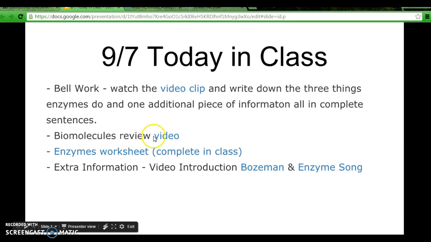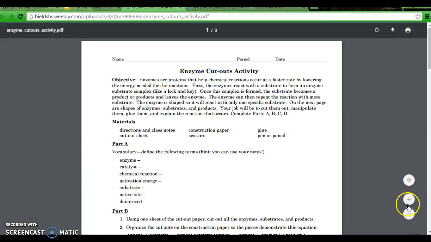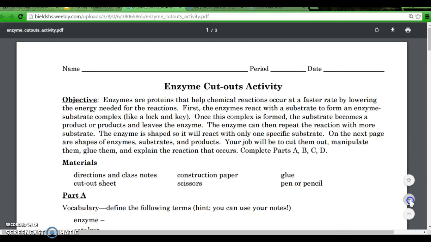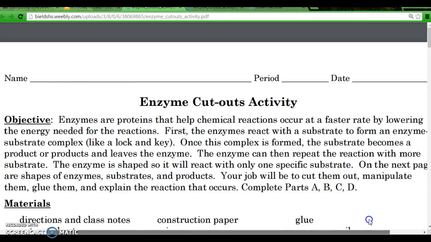Second thing you're going to do is watch this molecules review video, and you may want to jot down some notes somewhere in your notebook related to this. Finally, you're going to work on the enzymes worksheet, and let's go over this together really quick to get you started on that. So you should be taking out that enzyme cutout activity sheet right now.